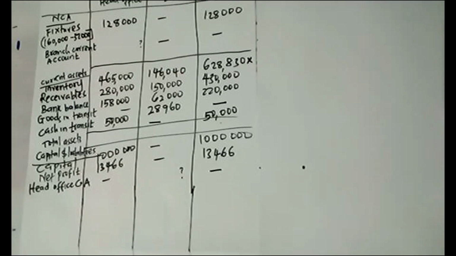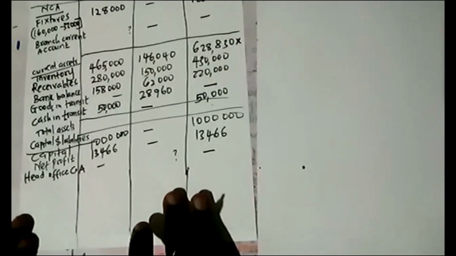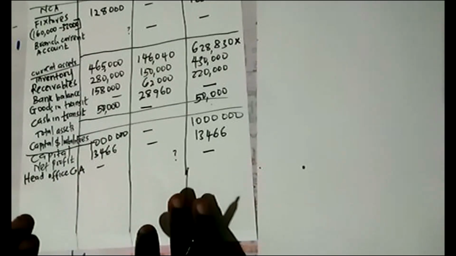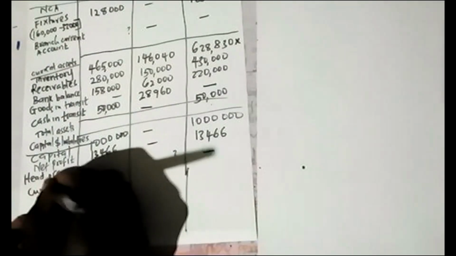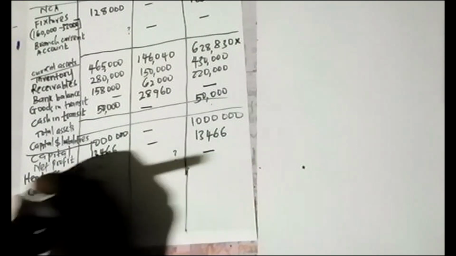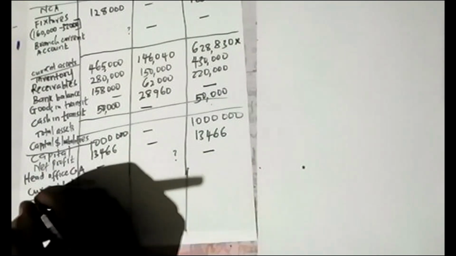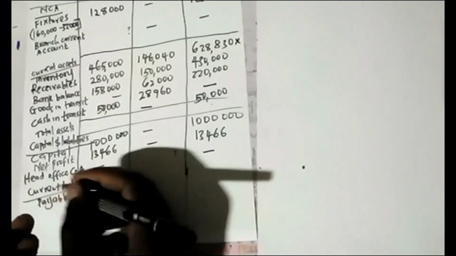After that, we move to non-current liability, but there was none. There was no non-current liability. Then current liability is present because we have some trade payables. So we have the payables. I will write in short. You know, it's trade payables. It's only that I've written payables.